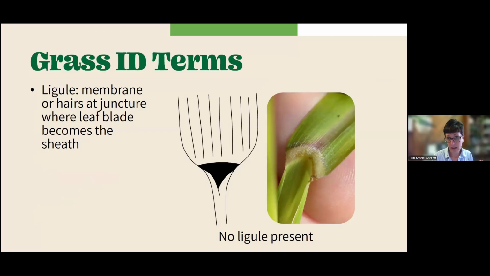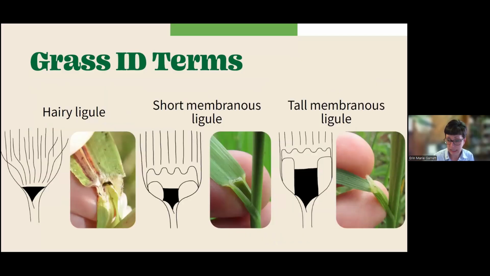It's kind of a win if you don't find a ligule. We're actually going to look at this grass today, barnyard grass, that doesn't have a ligule. But more often than not, you're going to find some variation of hairs or a membrane. Hairs can be velvety like here. They can be bristly. They can be tall or short.